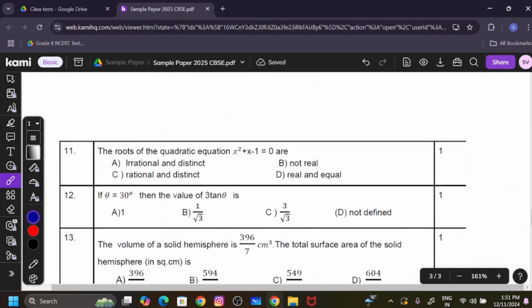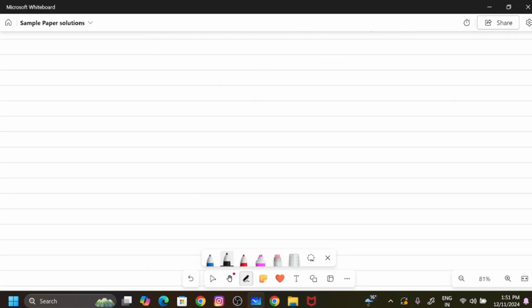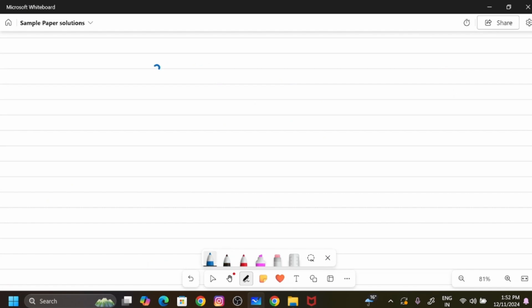The roots of the quadratic equation x square plus x minus 1 is equal to 0 are... So we know that we can find the nature of the roots by finding the discriminant. So we have discriminant D is equal to b square minus 4ac. If you compare with ax square plus bx plus c, a is equal to 1, b is equal to 1 and c is equal to negative 1.